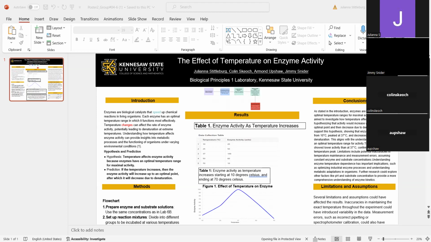The effect of temperature on enzyme activity. Juliana, Colin, Armin, Jimmy. Introduction.